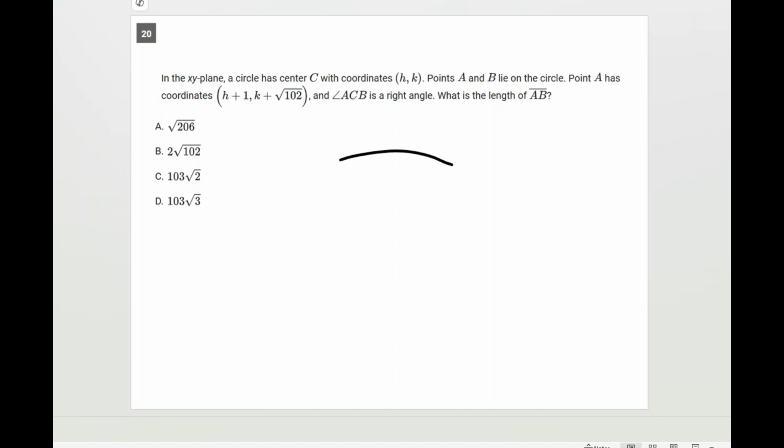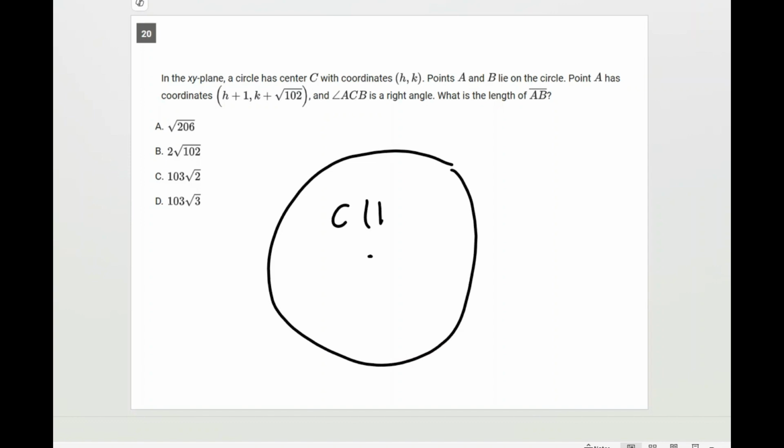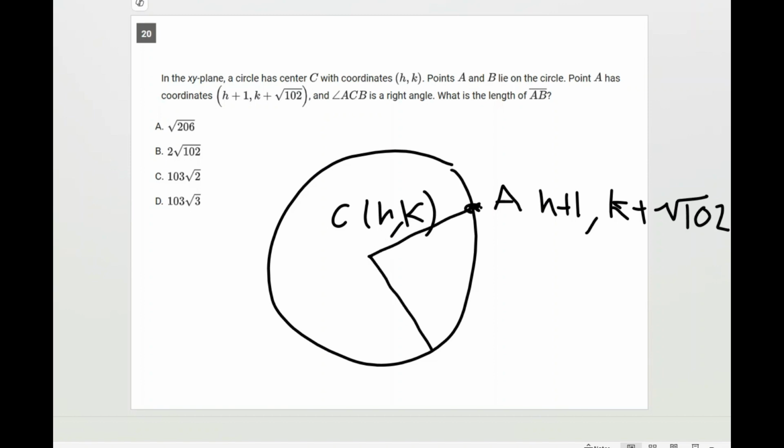So let's start off by drawing a circle here. Center C, coordinates h, k. Points A and B lie on the circle. Point A has a coordinate of h plus 1. So wait, no, maybe it's going to be somewhere up here. This is A, and h plus 1, k plus 102. ACB is a right angle. So that means wherever B is, it's going to create a right angle. So approximately something like that.